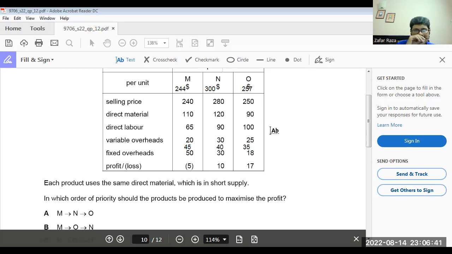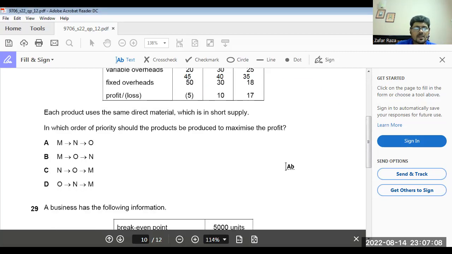Okay. Now take out selling price 250 for O, minus 90 minus 100 minus 25. So the contribution in that case is 35. Now direct material 90 divided by 35% is 257. Now see, whose percentage is lower? M. So M will produce first, then O, then N. MON is the production. So B option should be the answer. Getting my point here?